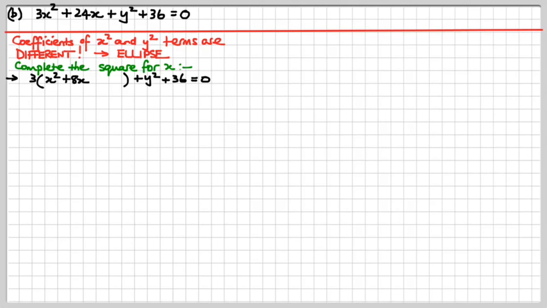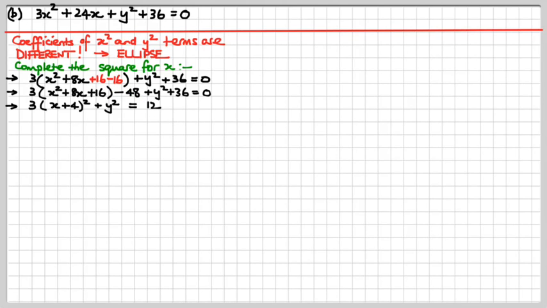Now we're going to complete the square inside that bracket. Now we're going to get the minus 16 out of the bracket, right? Yeah, that's good. But we've got to remember to multiply it by 3, otherwise we're in deep trouble. 3 times minus 16 is minus 48. Now we can basically express it like that. We've got our completed square. And now we're going to divide both sides by 12. And we're going to get that.